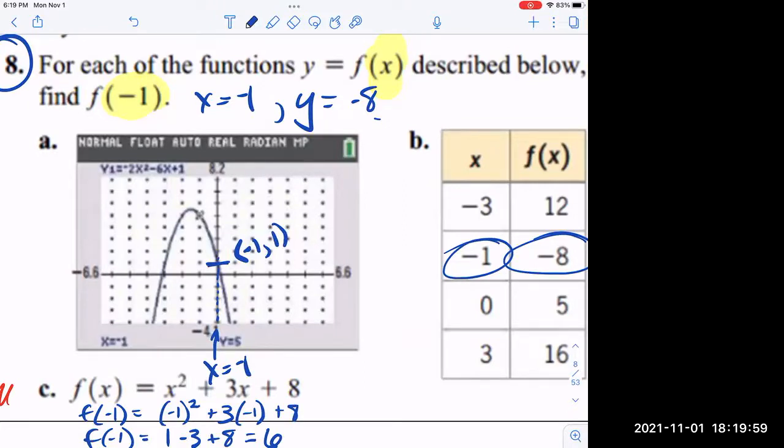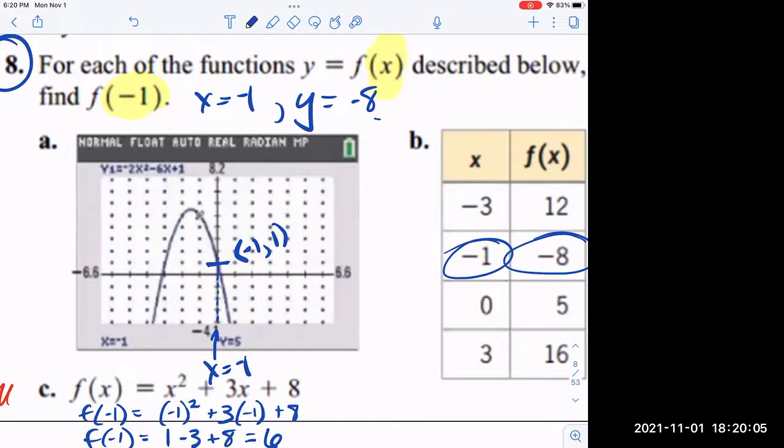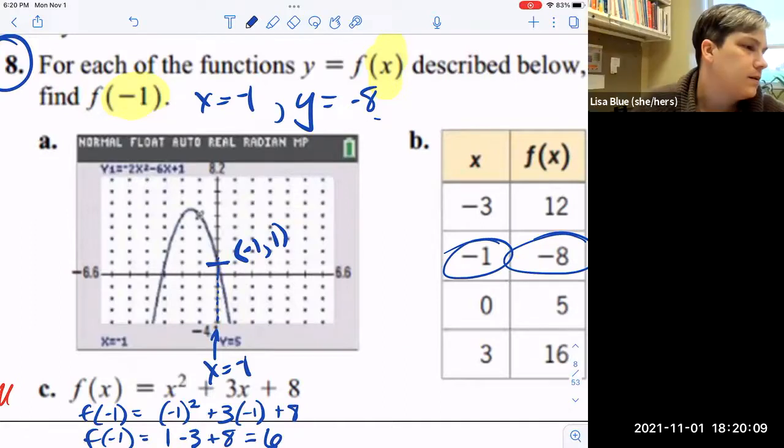Gotcha. So we'll be looking for an ordered pair. Yes, yes. Okay. Essentially, these are all ordered pairs. All right.